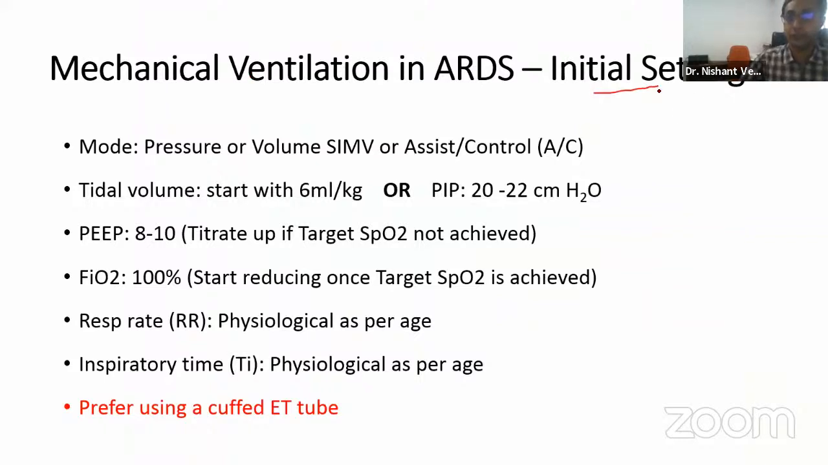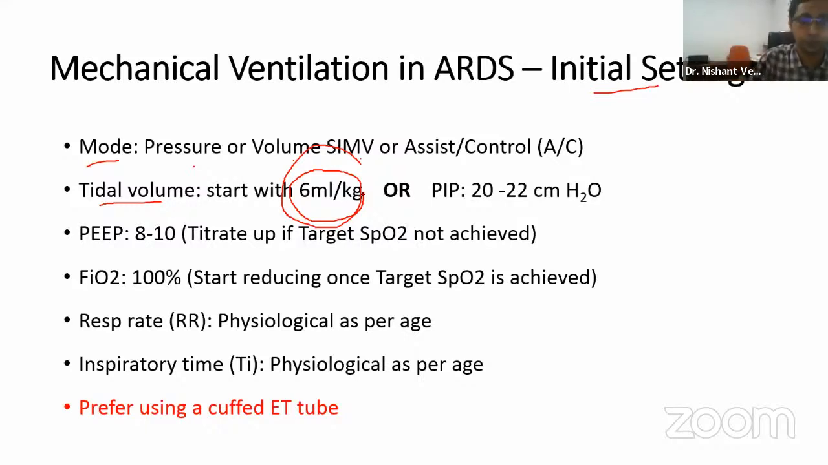Coming to initial settings. Now you have decided to ventilate your patient. What initial settings you are going to use? So choose your mode, either pressure or volume, SIMV plus pressure support or assist control. Any of them, both of these can be used. Choose a tidal volume. So we have to start with low tidal volume. So tidal volume which we should choose is 6 ml per kg. If we use a higher tidal volume, that is going to cause barotrauma.